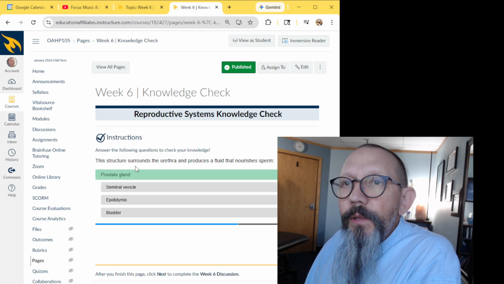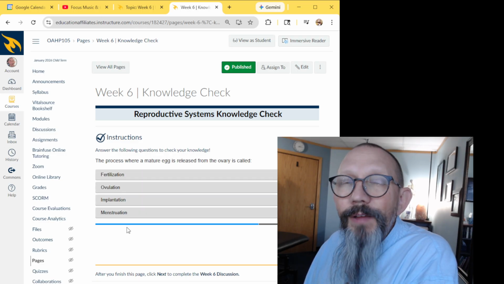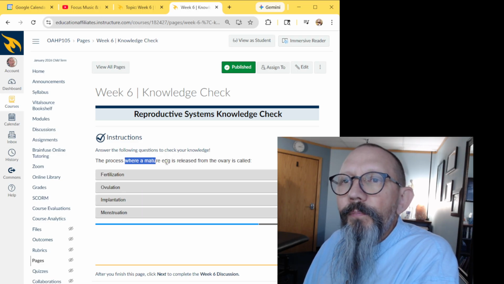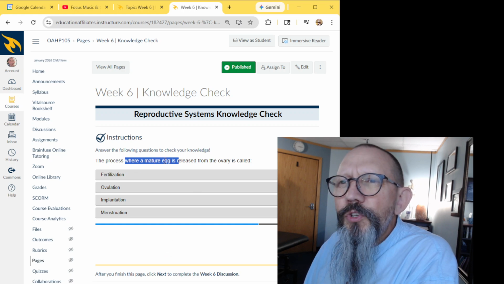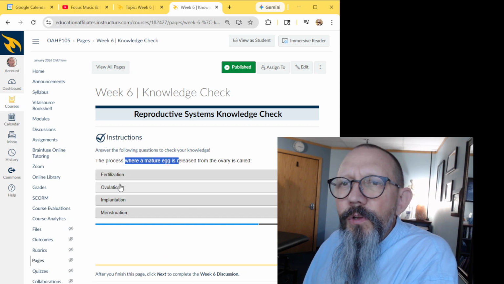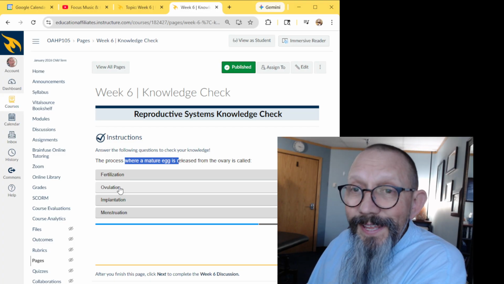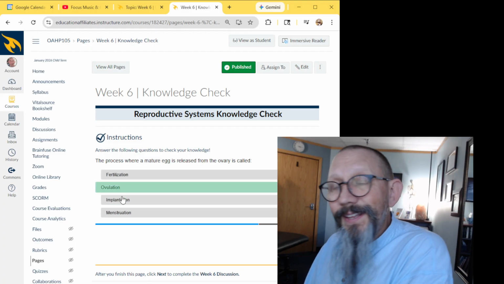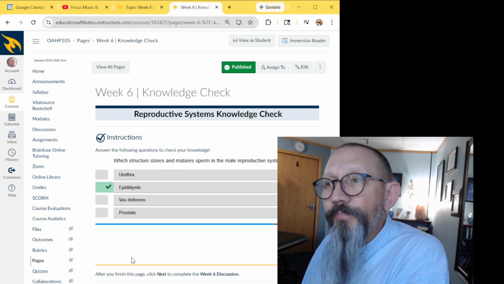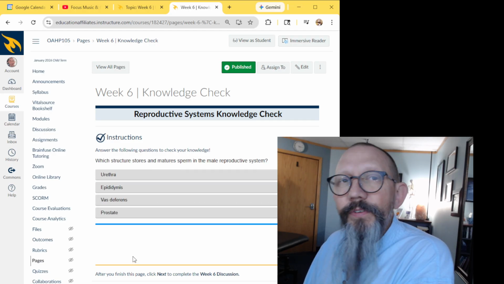Process where mature egg is released from the ovary is called ovulation. Fertilization is when they connect, implantation is when it lands, and menstruation is if it doesn't land and it's been not fertilized.